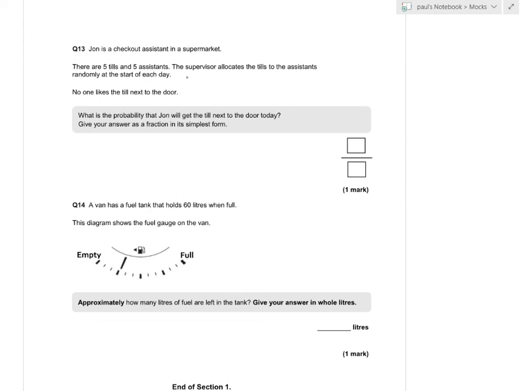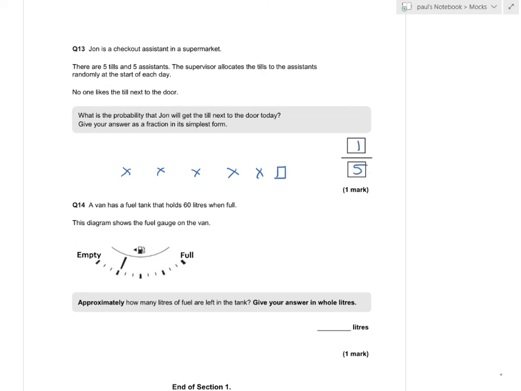John is a checkout assistant in a supermarket. There are 5 tills and 5 assistants. The supervisor allocates the tills to the assistants randomly at the start. What's the probability that John will get the till next to the door? So there's the tills, 1, 2, 3, 4, 5. There's the door. So the chance of being next to the door is 1 in 5. Doesn't matter how many assistants there are.